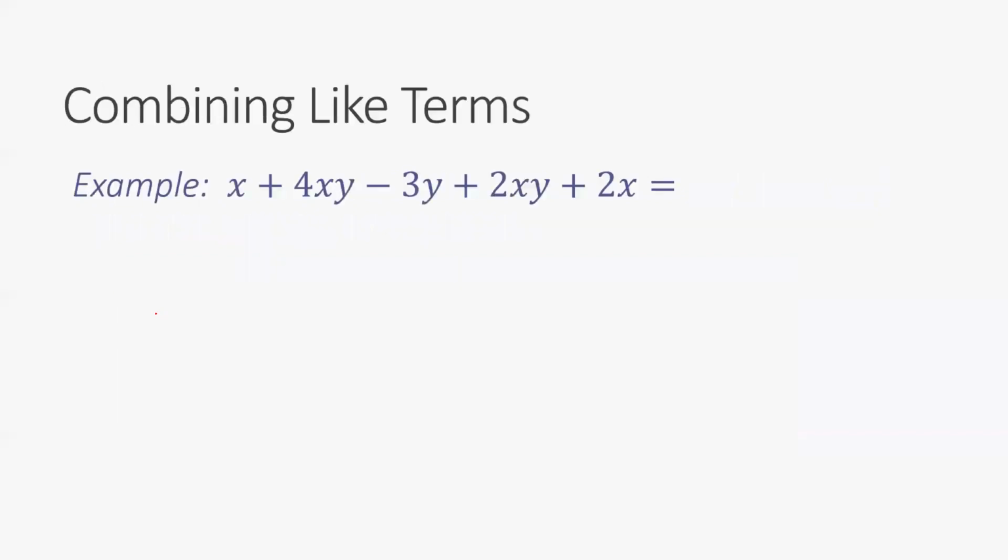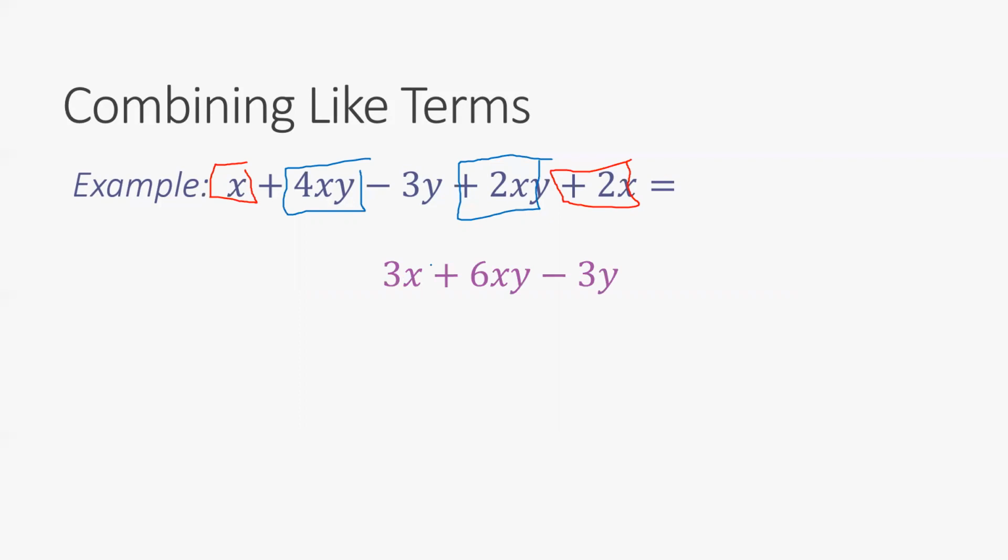So when we're combining like terms, we want to only add together things that are the same. When I look at this example, x and 2x are going to be like terms, so I'm going to add those together. I also have the 4xy is like terms with the 2xy. Now negative 3y does not have any like terms, so it's not going to change, but I don't want to forget it either. So I take x plus 2x, that's 3x, 4xy plus 2xy is 6xy, and then minus 3y. So 3x plus 6xy minus 3y.